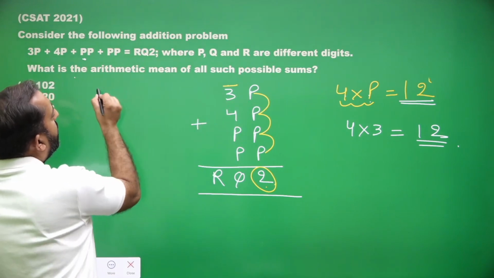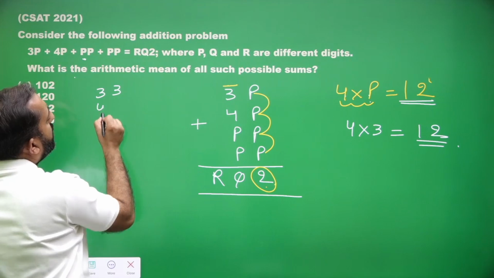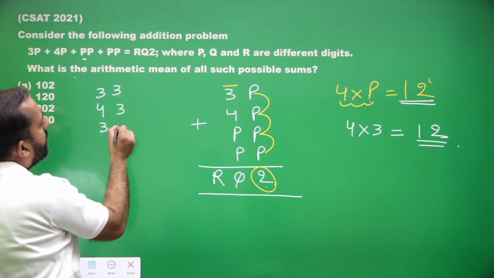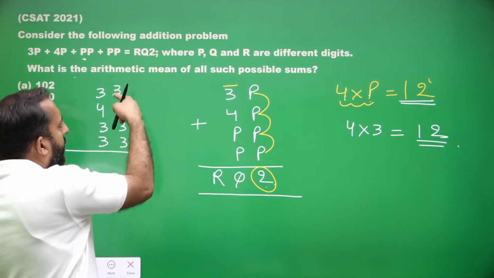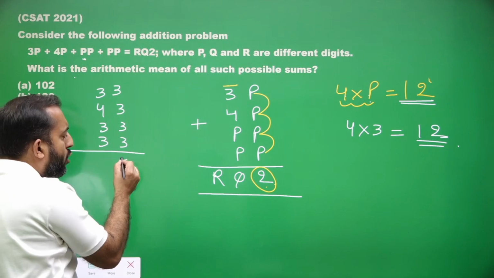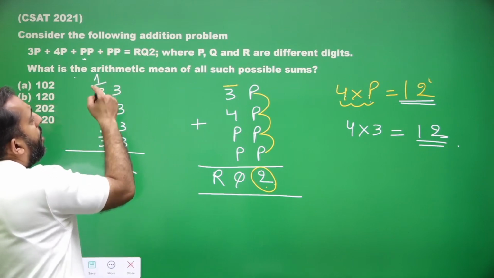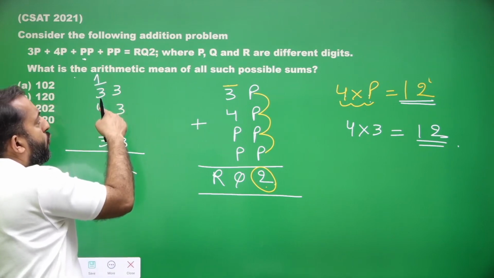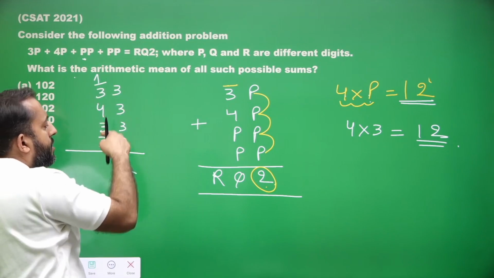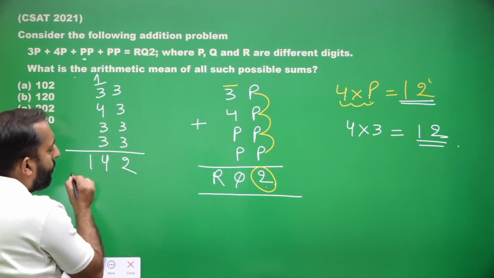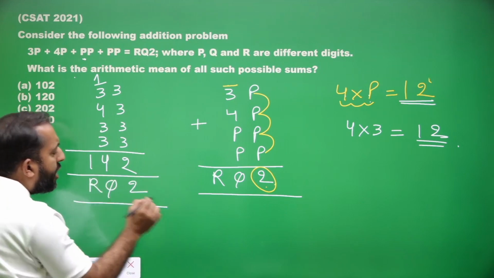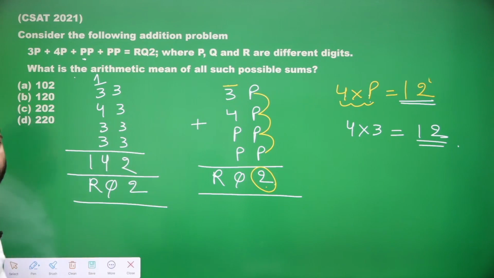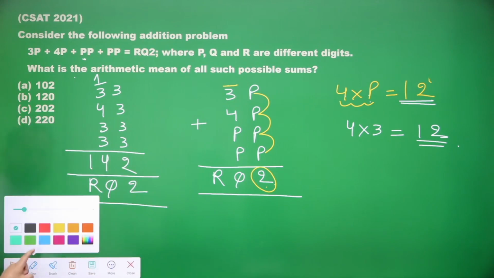So 3P is 33, 4P is 43, PP is 33, PP is 33, and if I add them, 3 plus 3 plus 3 plus 3 is 12, 1 carry to the next step, 1 plus 3 is 4, 4 plus 4 is 8, 8 plus 6 is 14. So one possible value of RQ2 is 142. All right. Now let's move on to the next one.